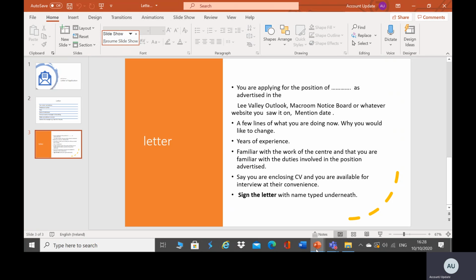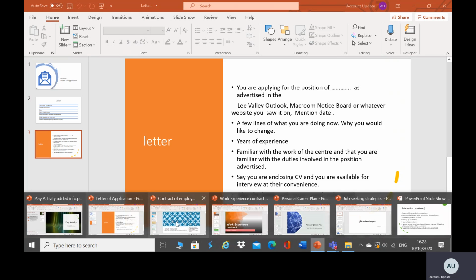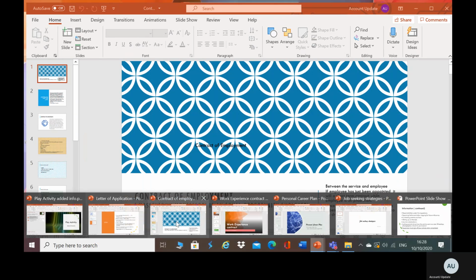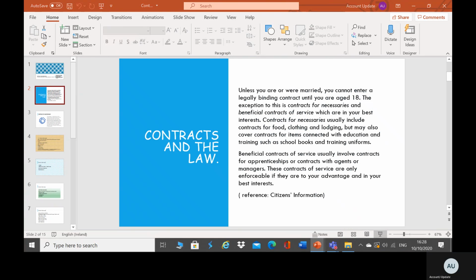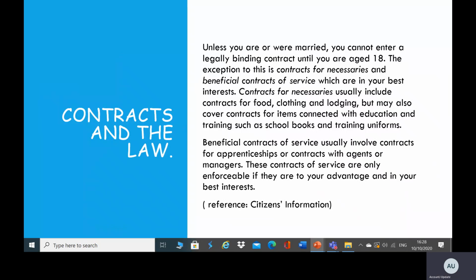So the next one now is the contract of employment. The contract of employment is to be written like you would write an essay, with headings. You can start off by saying it's contract and the law. Unless you are or were married, you cannot enter a legally binding contract until you're 18. And that is true. Nobody can enter a contract under 18 unless they have been married or are married. Now, there are exceptions.